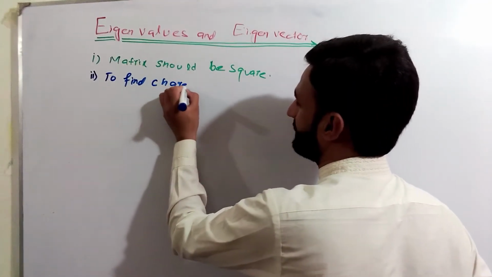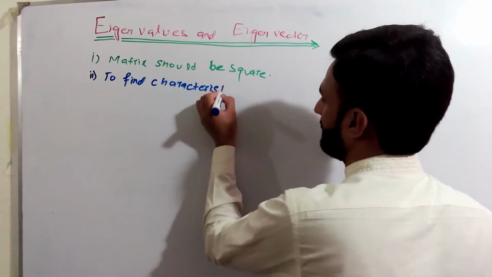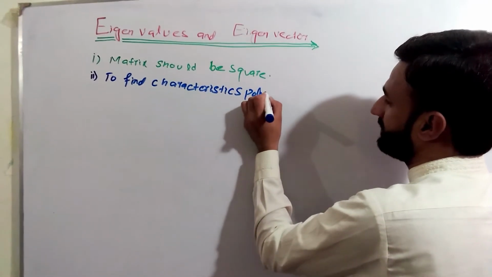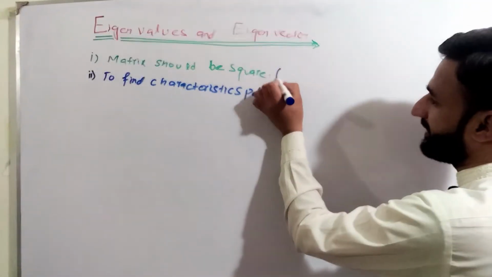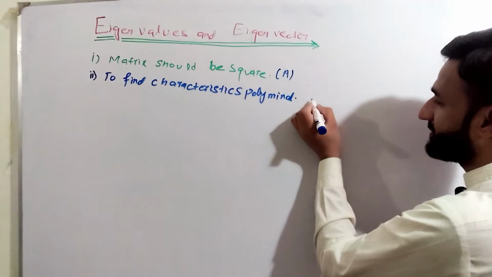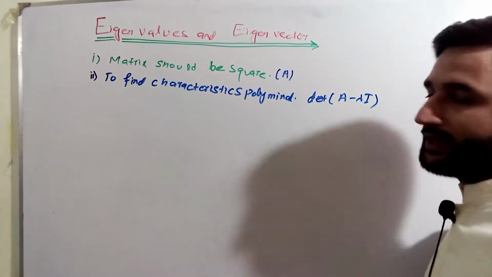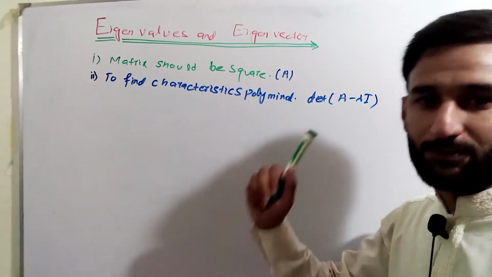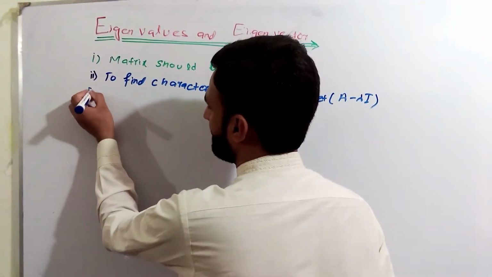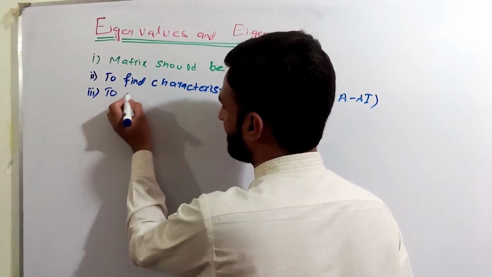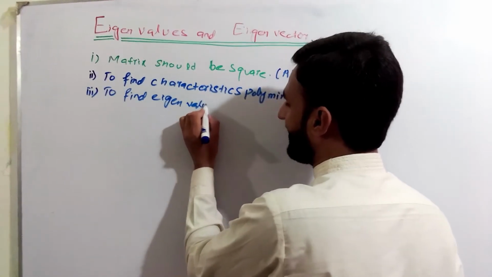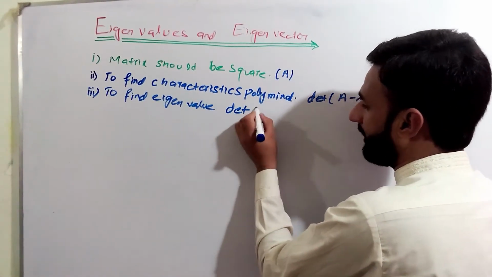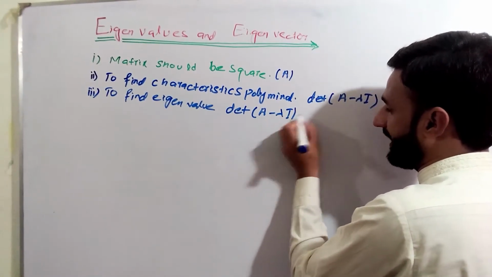the characteristic polynomial. Right. For the characteristic polynomial, for example, here is the matrix A. For the characteristic polynomial, there is the determinant of A minus lambda I. Right. So this is the basic, some steps of procedure. Step 3 is to find eigenvalues: the determinant of A minus lambda I is equal to 0.